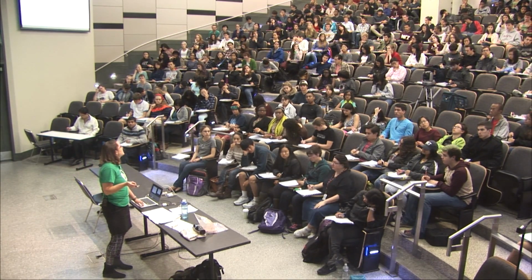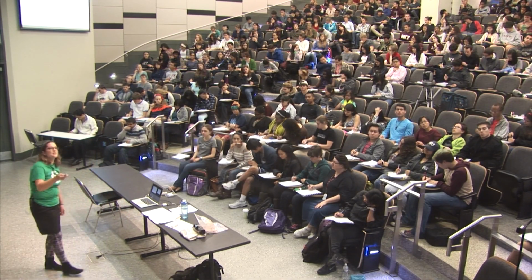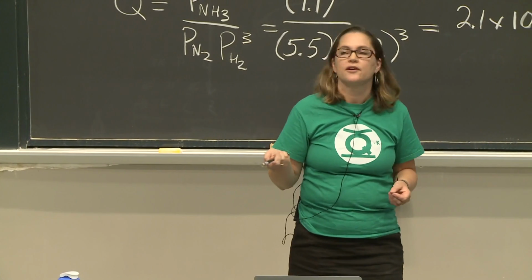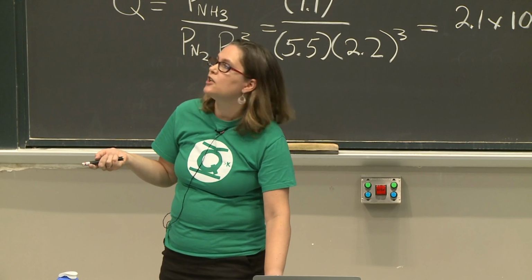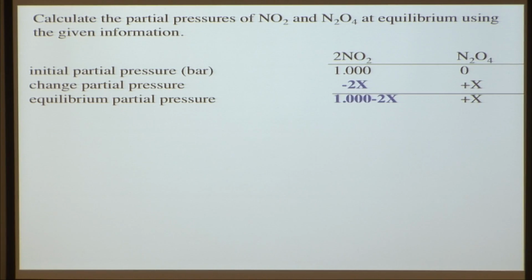I heard minus. So I heard minus X. I heard so it's minus 2X, because you have to remember the stoichiometry of the reaction. And so we have 2 of these going to 1 of those. So it's minus 2X. And then at equilibrium, we have 1.000 minus 2X is our concentration of our reactant, and our concentration of product is plus X.